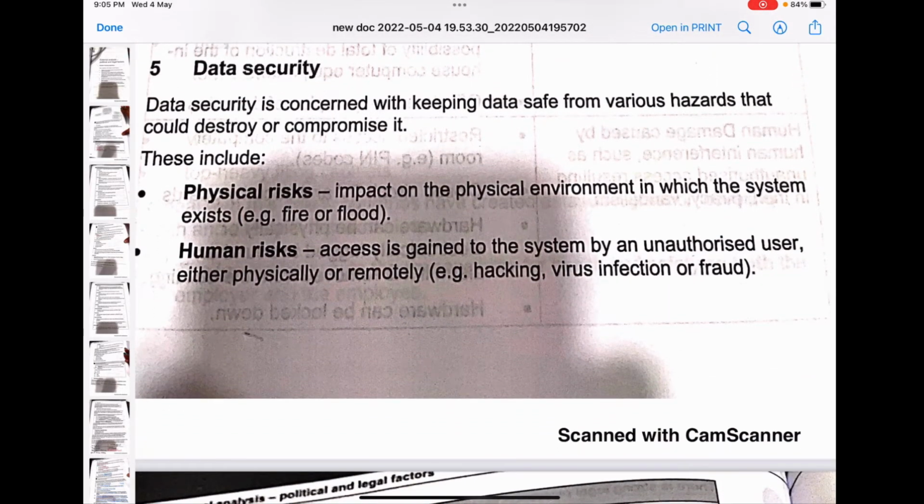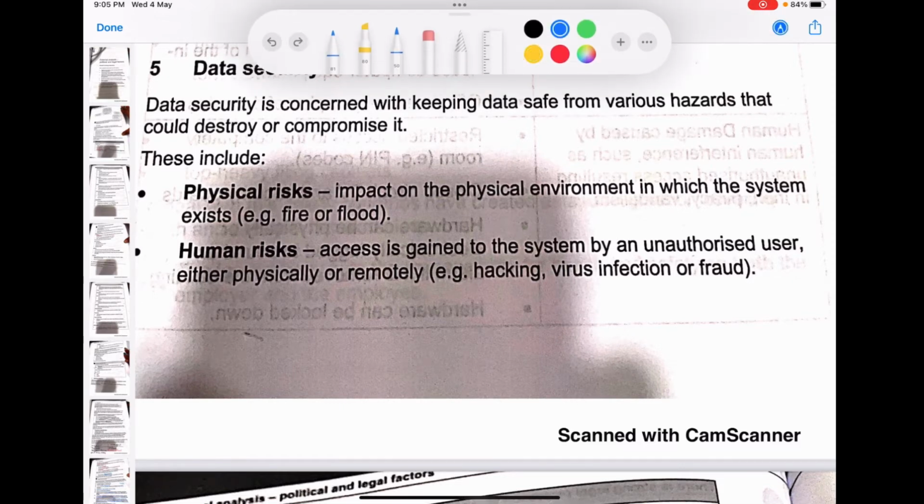Now we come to data security. Data security is concerned with keeping the data safe from various hazards that could destroy or compromise it. These include physical risks and human risks. So, till now, we were seeing data protection. In data security, only two things are there: either human risk or physical risk.